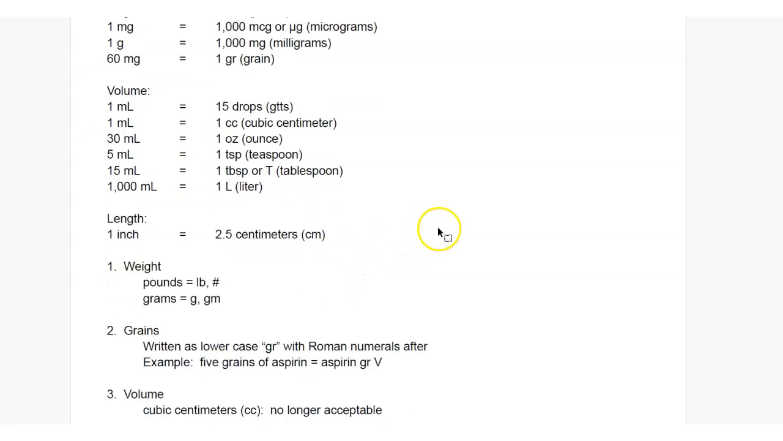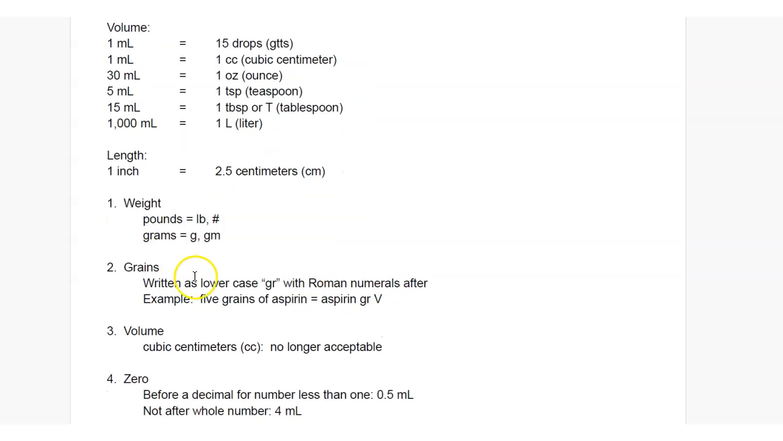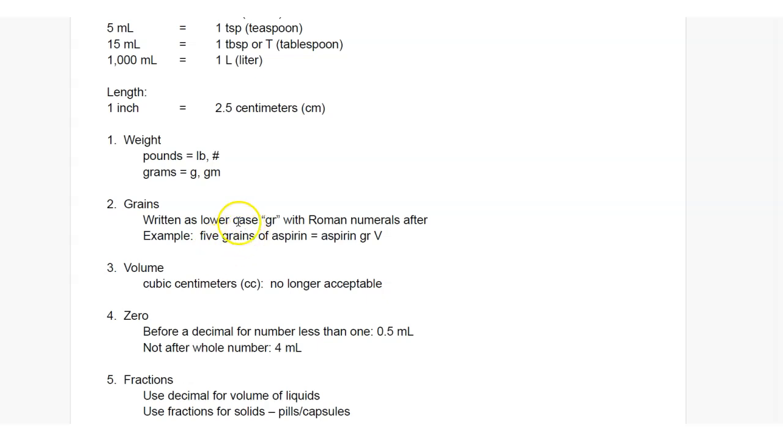So know how to convert pounds to grams to kilograms. Grains, it's still occasionally used for certain medications. It's not as common, but it is written as GR. Volume, we talk about cc. It's actually no longer acceptable, but like I said, people still use it, so it's good to know. And then again, talking about 0 before a decimal, for a number less than 1, make sure you include it, but don't include it if it's after a whole number.